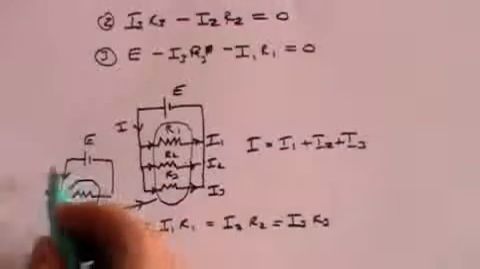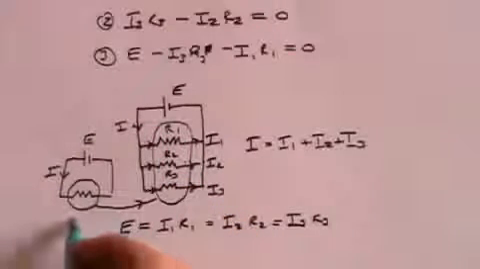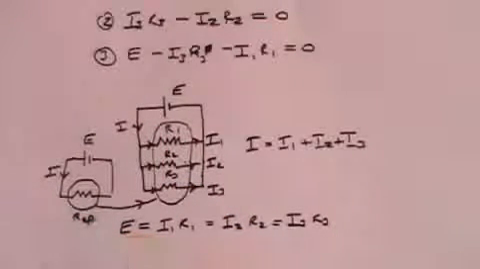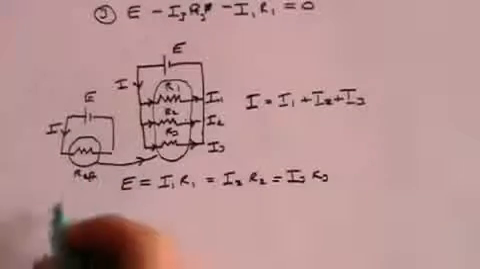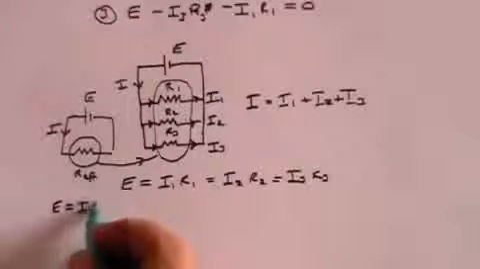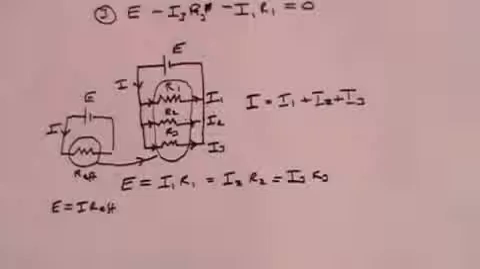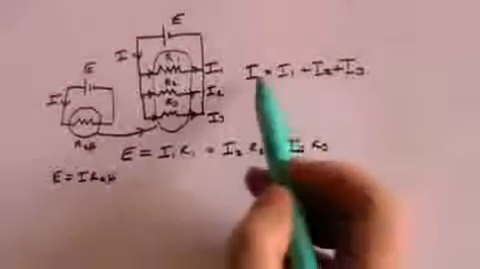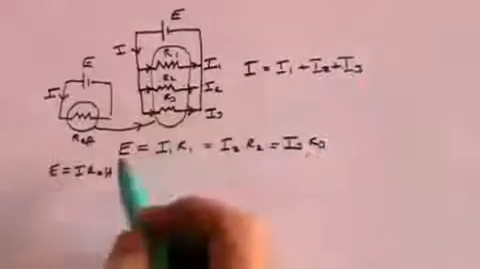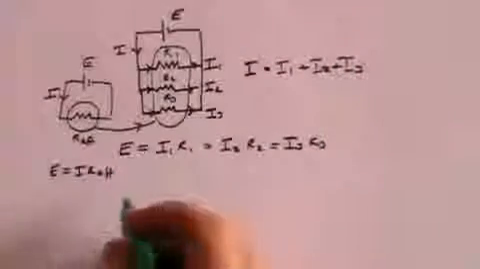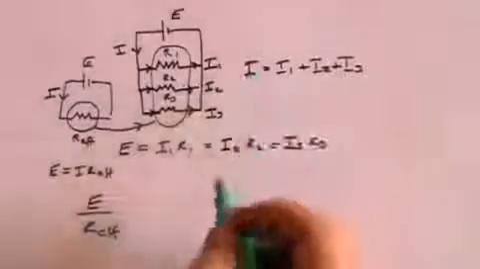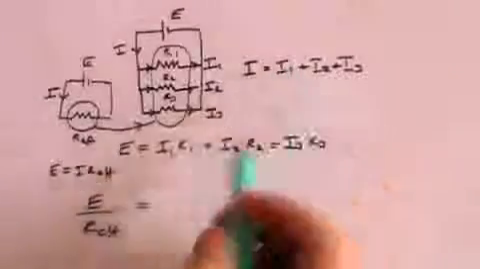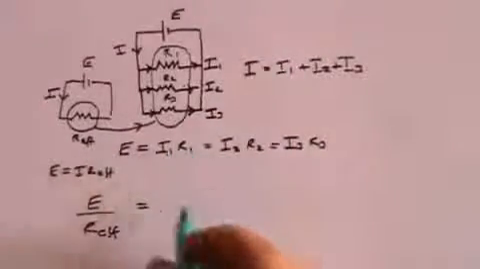Well, for that effective resistance, this is E, we have a total current I, and we have what's called R effective. That's the effective resistance. In that case, we would say that E equals I times R effective. Right, now we can use that formula and say that I is E divided by R effective. That equals I1. Well, what is I1? I1 is E divided by R1.